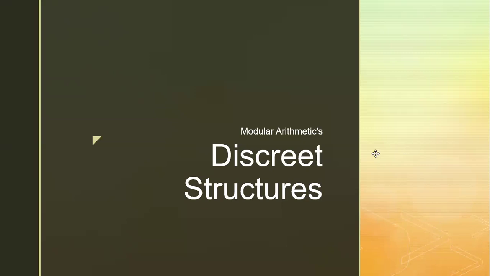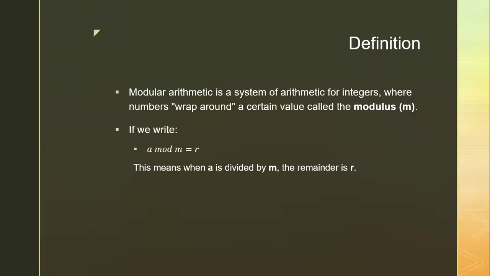All right. So, modular arithmetic is a system of arithmetic for integers where numbers wrap around a certain value called a modulus, which is called m there. So let's just say if we write a mod m is equal to r, right? This means that when a is divided by m, the remainder of the division of the two is r, right?